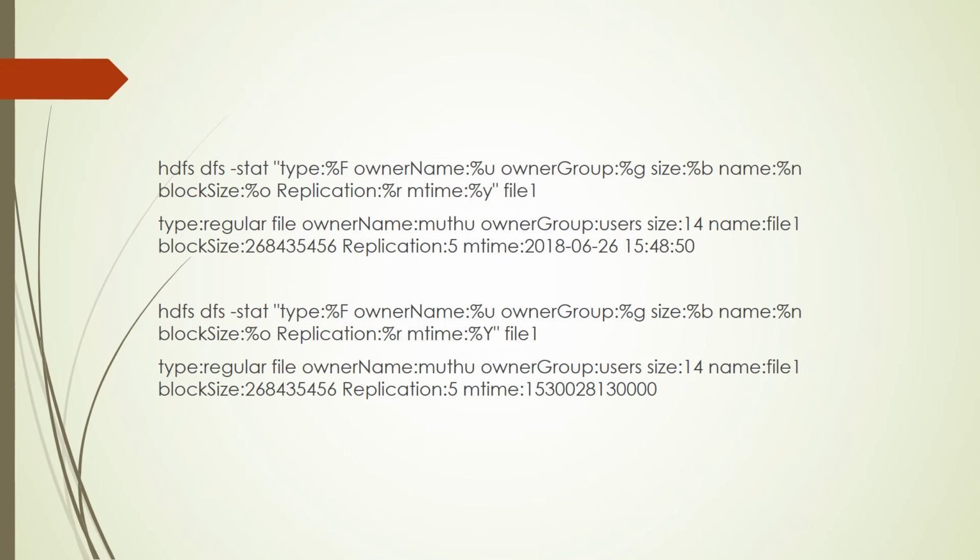F will give the file or the directory type. U will give the owner name. G will give the owner group. B will give the file size. N will give the file name. O will give the block size. R will give the replication factor. In case of small y, it will display the modified time in normal date and time format. In case of capital Y, it displays a unique timestamp in milliseconds.